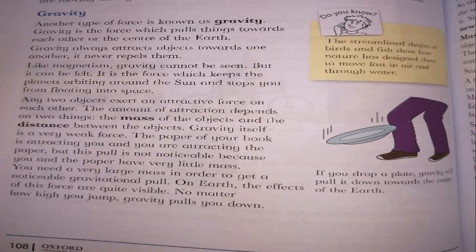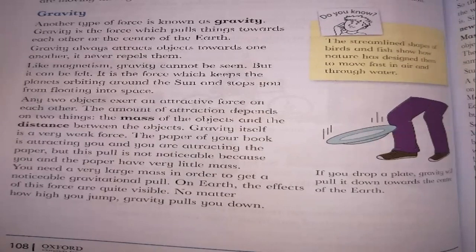It is a force which keeps the planets orbiting around the sun and stops you from floating into space. It means that if there were no gravity, what would happen to us? We would always float in the air or in space. Only due to gravity can we walk on the earth.